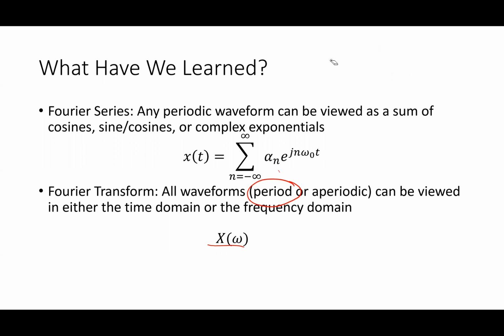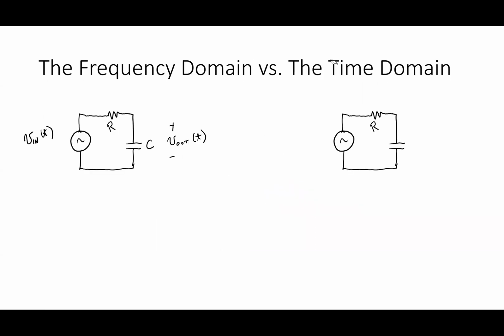For periodic waveforms, I want to be able to view them in the frequency domain. Now you've done this before. If I give you an RC circuit, this is the real world over here. This is the time domain. There is a voltage source that I hook up to this thing and I get a voltage across that capacitor. In the frequency domain, what do I have? Well, I would replace V in with V in's Fourier transform and V out with V out's Fourier transform.